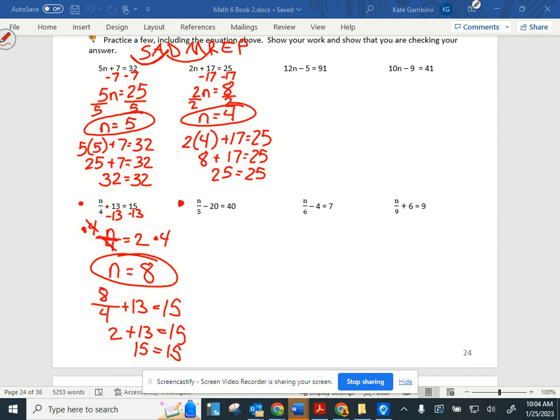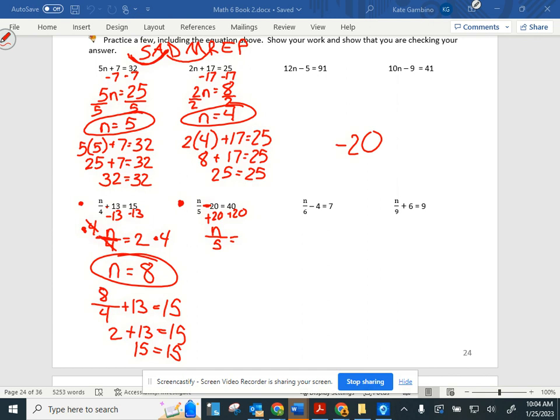Yeah, because I know my first step is doing the subtraction or addition. So I'm going to look down here and say, I'm subtracting, so I have to do the opposite. I'm going to add 20 to both sides. So I have n over 5, and negative 20 plus a positive 20 is 0.